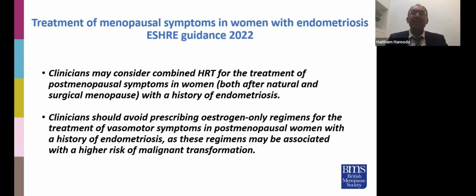So what are the clinical guidelines on this? This is the guidelines from the European Society of Human Reproduction and Embryology. They produced an updated version of their guidance in 2022. And what they included here was that it's safe to give HRT after endometriosis. But if an individual has a hysterectomy, they recommended to avoid prescribing estrogen-only HRT and to give combined HRT, on the basis that giving estrogen only may be associated with a higher risk of malignant transformation. Next slide, please.